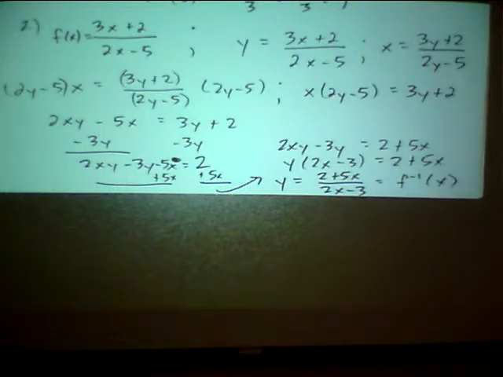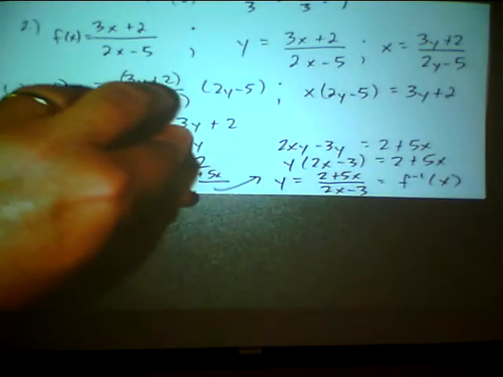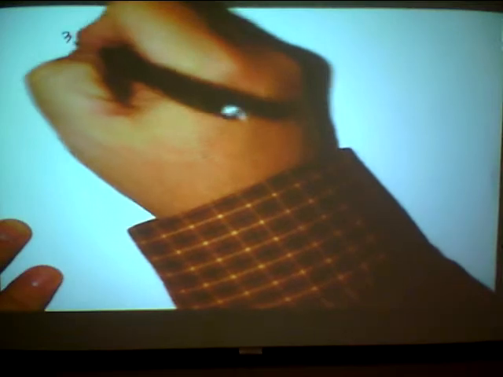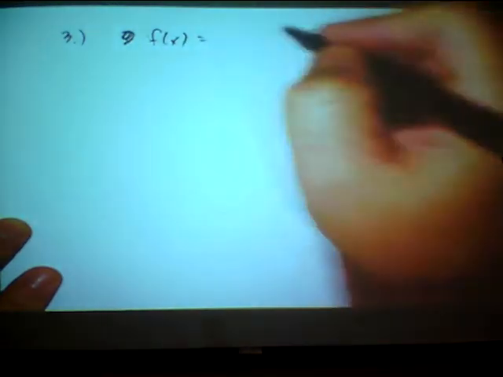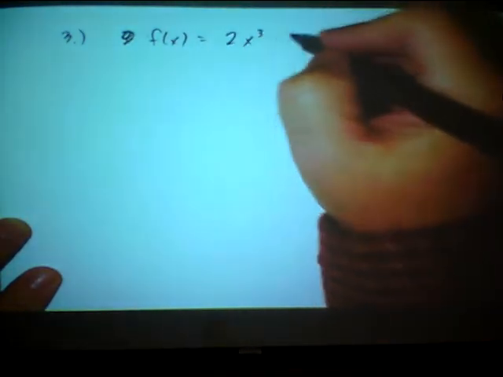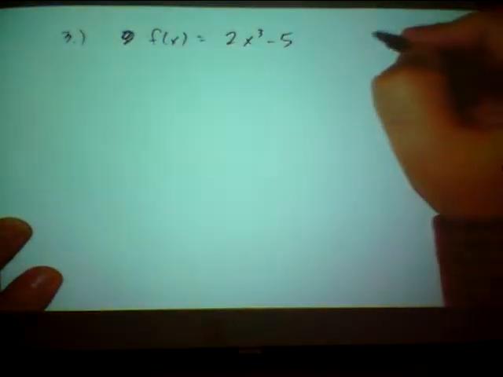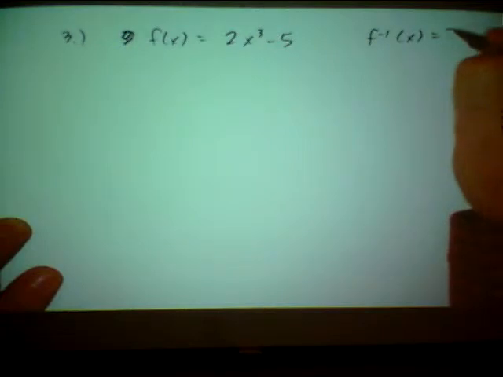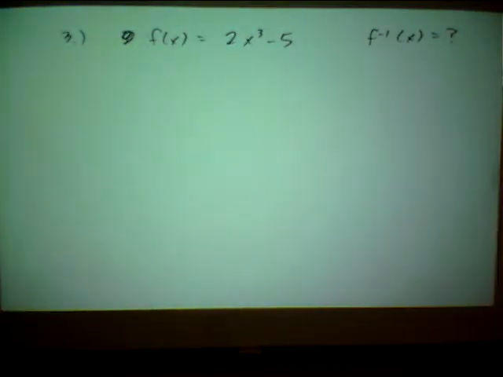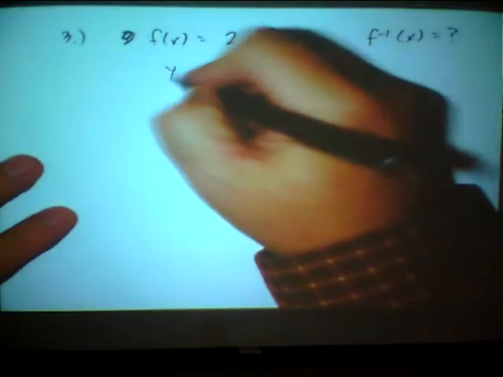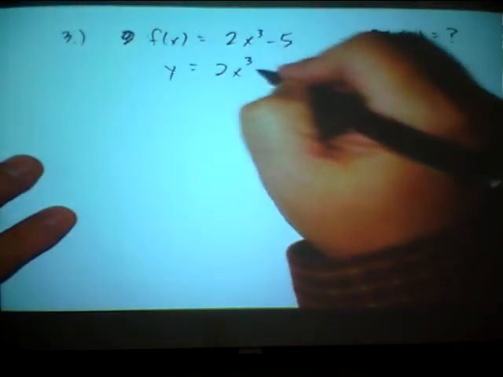Sorry, I sort of ran out of room here, but hopefully you can follow what I was doing. Let's just do one more example of, if you're given a function, how to find the inverse. So our third example would be f of x equals 2x cubed minus 5. We want to find the inverse function. Let's first replace f of x with y.